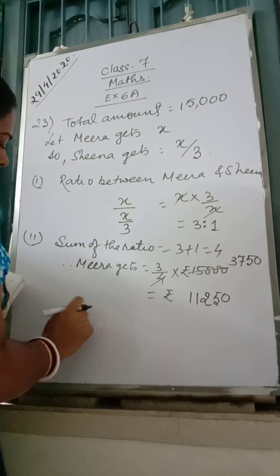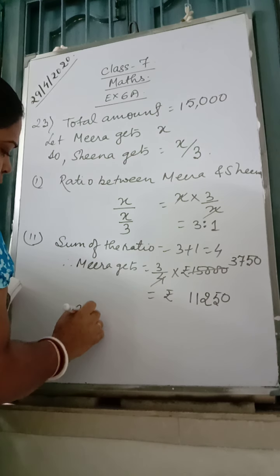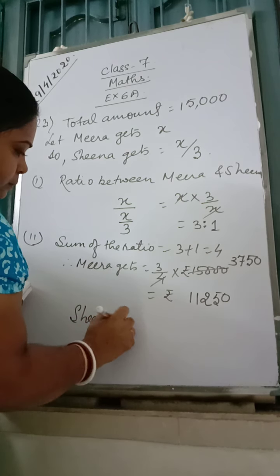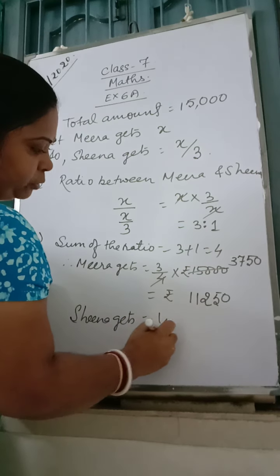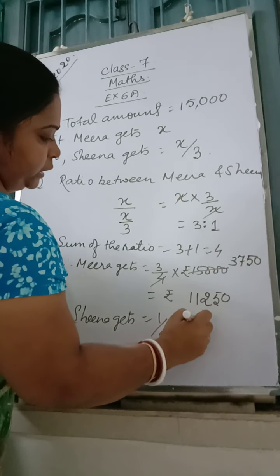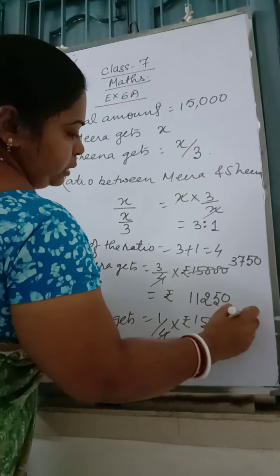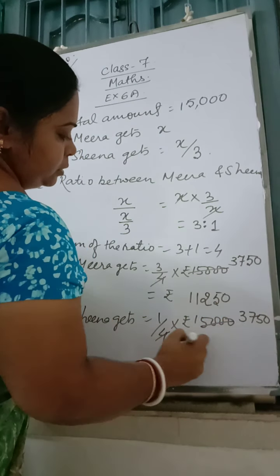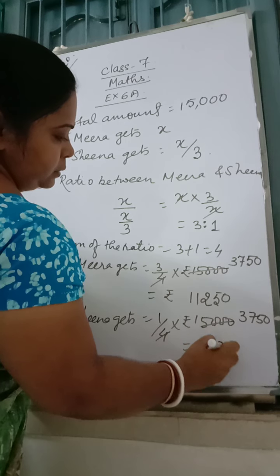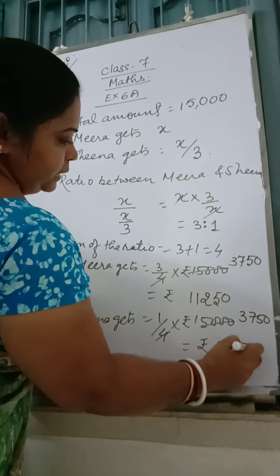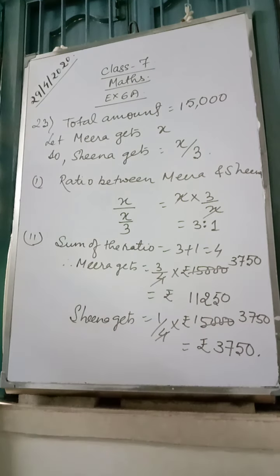And Seena gets 1 by 4 into rupees 15,000. So this is 3750. So Seena gets rupees 3750. Is it? Write it please.